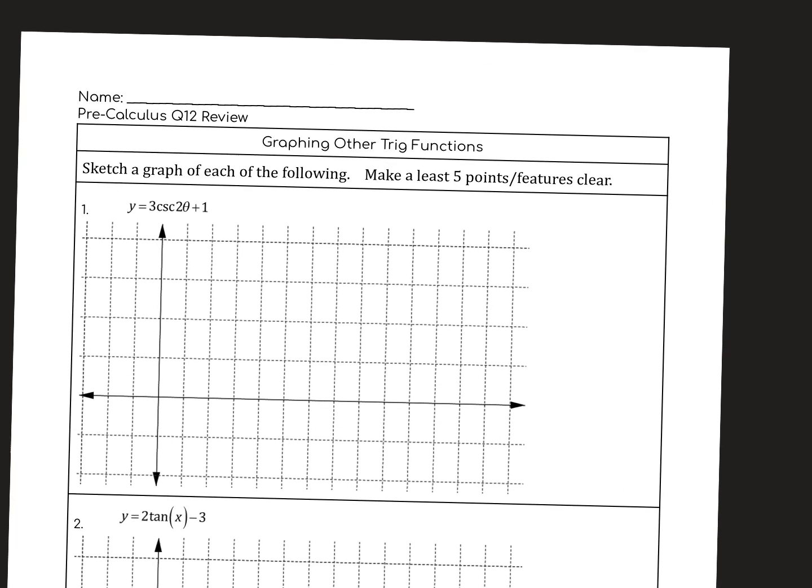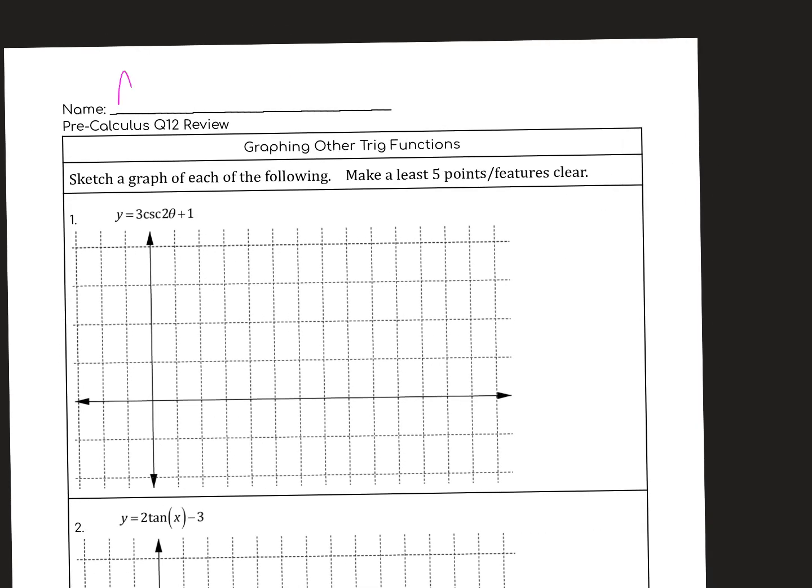Alrighty, friends. Let's make this key. Mrs. Key. I got the cosecant. That makes me think of sine. The +1 tells me that's where my middle is. And the 3 tells me I'm going to go up 3 and down 3. The 2 theta tells me what the period is.